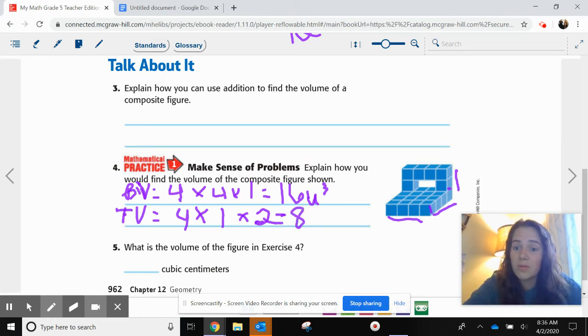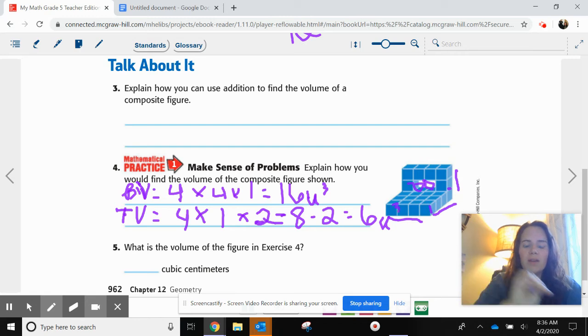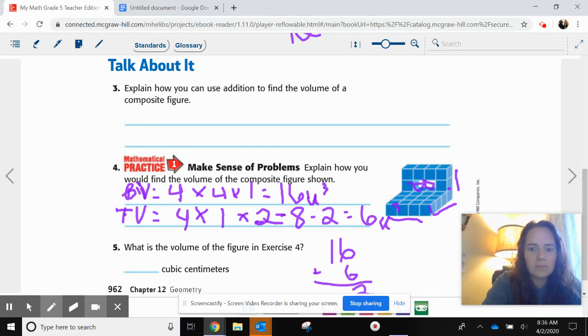However, how many of those cubes are missing? 2 of them in the middle, right? There would be 1 here, and there would be 1 here. So minus 2 gives us 6 units cubed. So all together, we would say 16 plus 6 gives us 22 cubic centimeters.